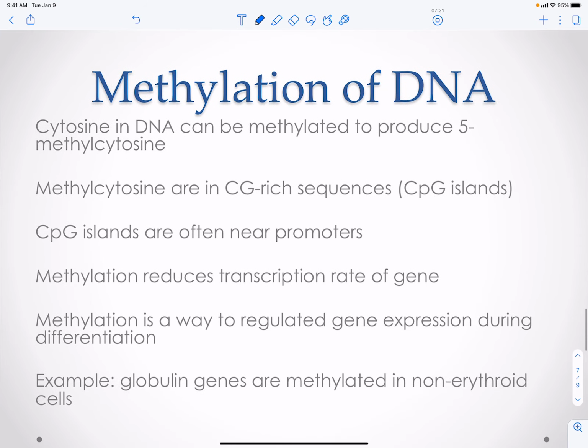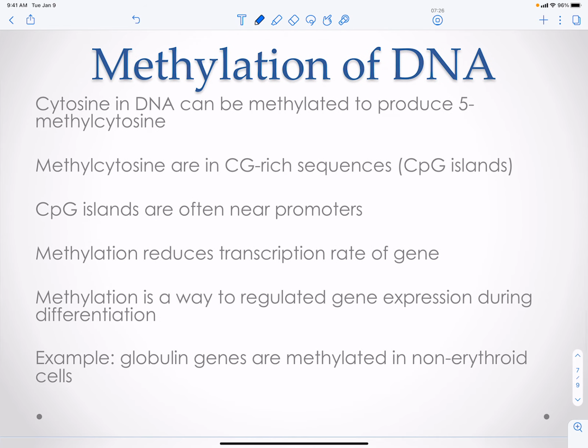Now, another thing that's important is methylation of DNA. We've talked about methylation of DNA. And so our methylation of DNA is going to be on cytosine. And this is going to produce these CpG-rich sequences that are referred to as CpG islands. These typically are going to be regulatory, and so they're found near promoters. And of course, methylation is always going to reduce the transcription rate of genes in eukaryotes.